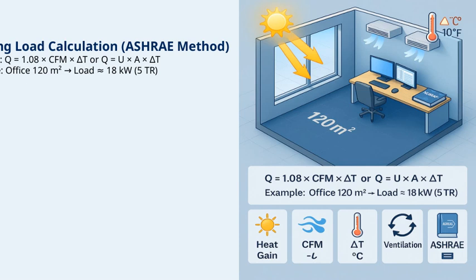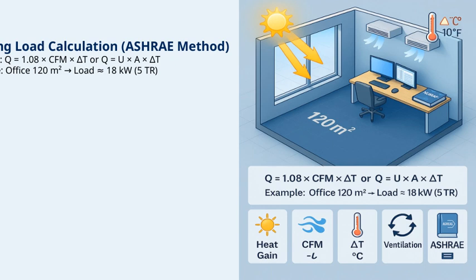Let's take a closer look at the cooling load calculation using the ASHRAE method. The key idea here is to determine how much cooling capacity is needed to maintain a comfortable indoor environment. The primary formula we use is Q equals 1.08 times CFM times delta T, or alternatively, Q equals U times A times delta T. Q represents the cooling load in kilowatts, CFM is the airflow in cubic feet per minute, and delta T is the temperature difference between the indoor and outdoor air.